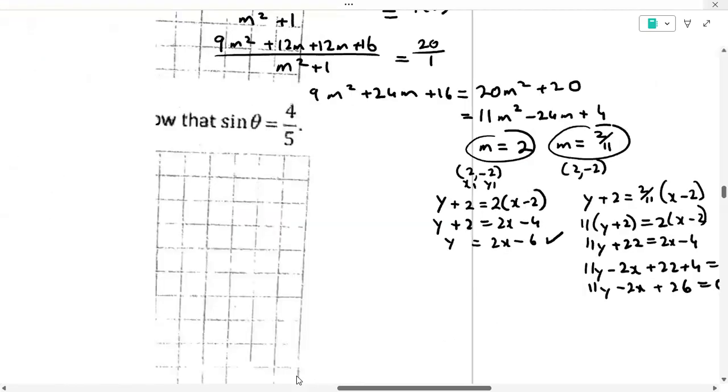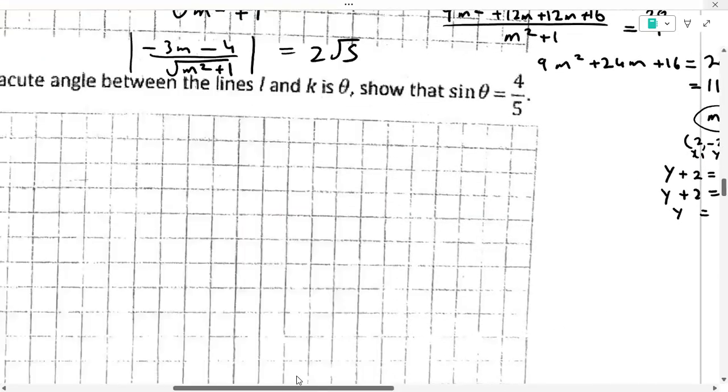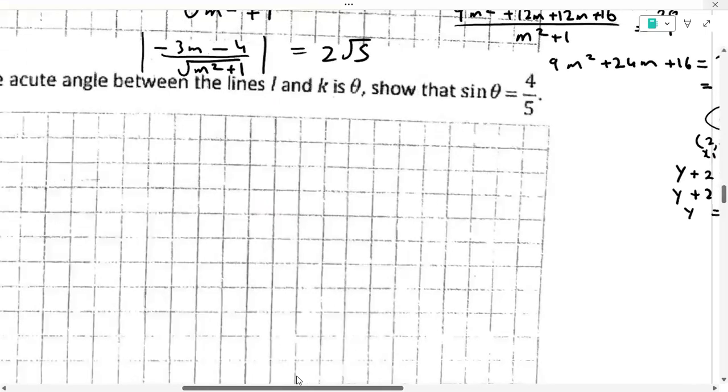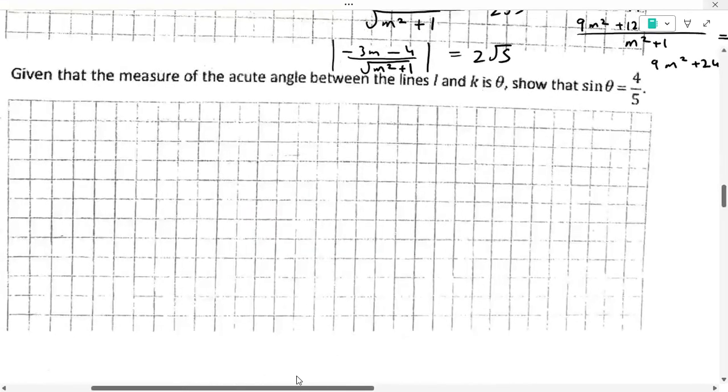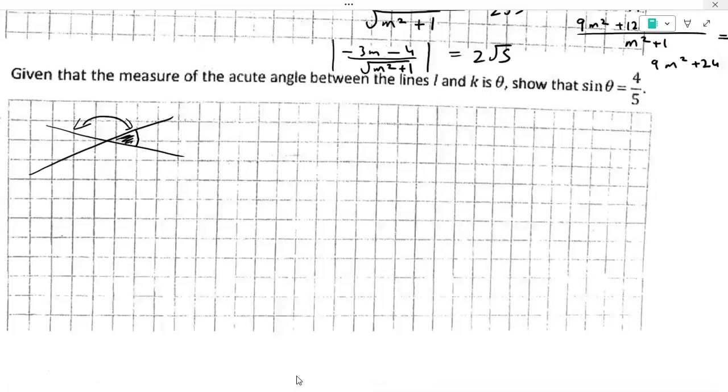Here we go. Okay, so in the next part, it says we need to find the measure of the acute angle. Now, when you think about any two lines that intersect, there will be an acute angle and then there will be an obtuse angle. So we're only interested in the acute angle. Now, between the lines L and K is theta, so we're going to call it theta. Show that the sine of theta is 4/5.